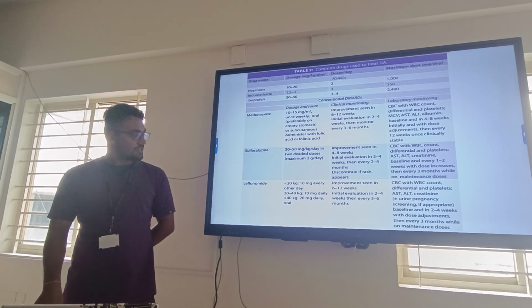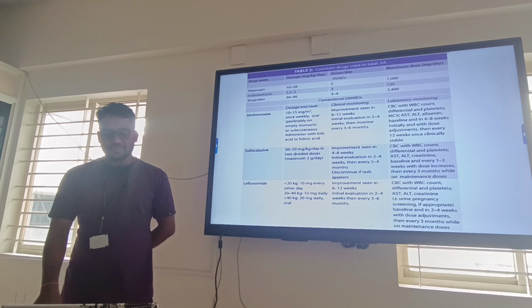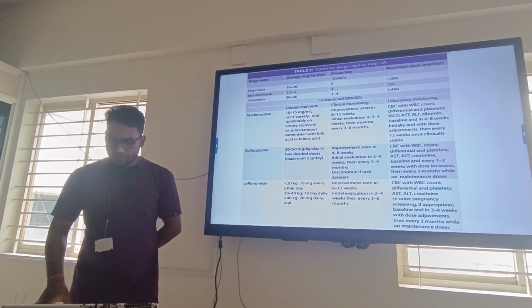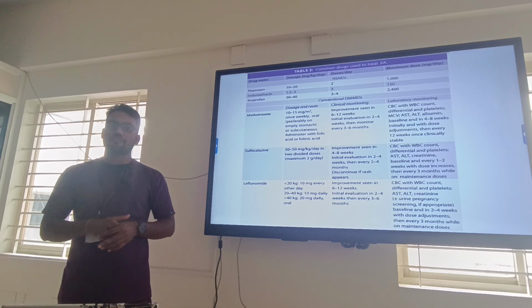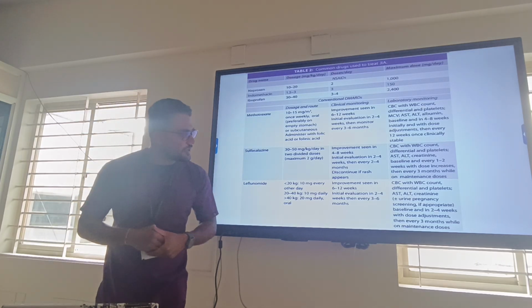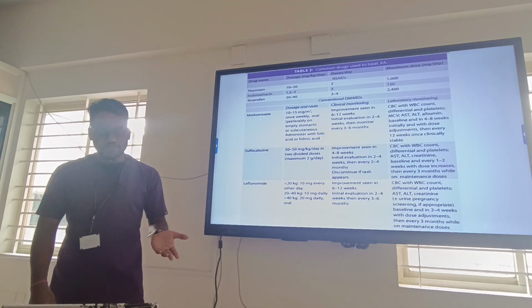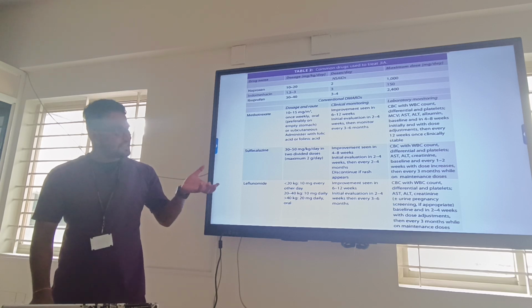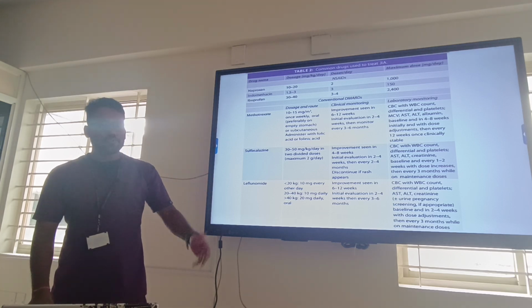It is given on the basis of weight. If the weight of a child is less than 20 kg, 10 mg is given every other day. If it is above 28 to 40 kg, 10 mg is given daily, and for more than 40 kg, 20 mg daily is given. In all three drugs we find the same ADRs. That's why all the laboratory monitoring should be done once the dose is initiated, after a fixed date or period of time, and the evaluation is to be done.